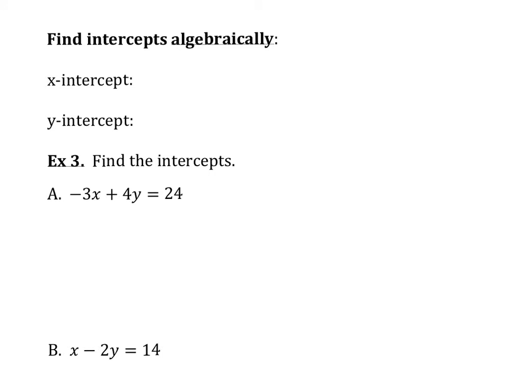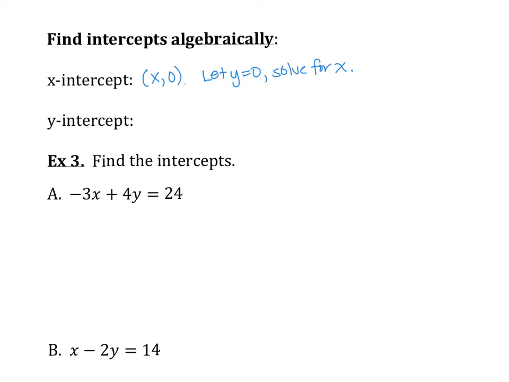On the previous examples, we were finding the intercepts from the graph. Now we're going to find the intercepts algebraically from the equation. Okay, so to find the x-intercept algebraically, I first have to keep in mind the format of the x-intercept. The x-intercept is always some x value, comma 0. So to find the x-intercept, I go ahead and let y equal 0 and solve for x. Okay, and we'll do an example like that.